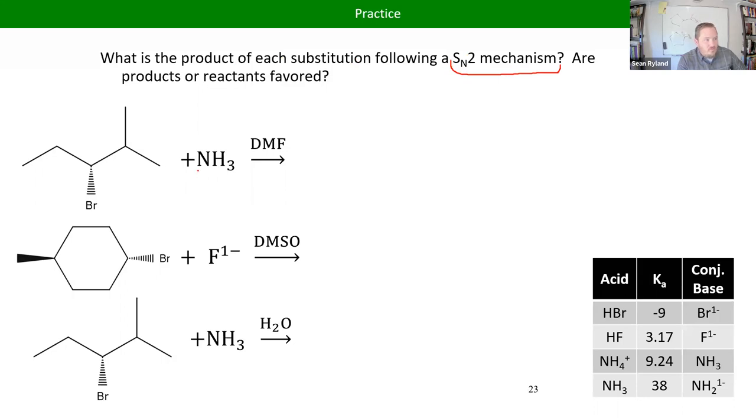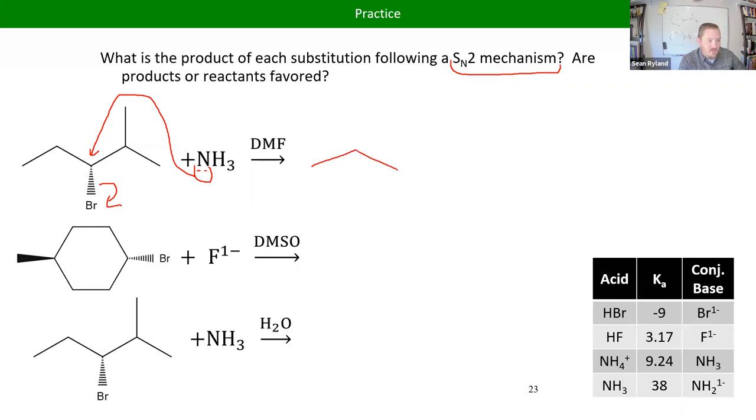So what is our nucleophile, and what is it going to do for this first reaction? What part of the NH3 is going to act as our nucleophile? Lone pair, right? One of the first things I said is that a nucleophile has to have a lone pair in order to attack. And if it's SN2, backside attack, bromine leaves.